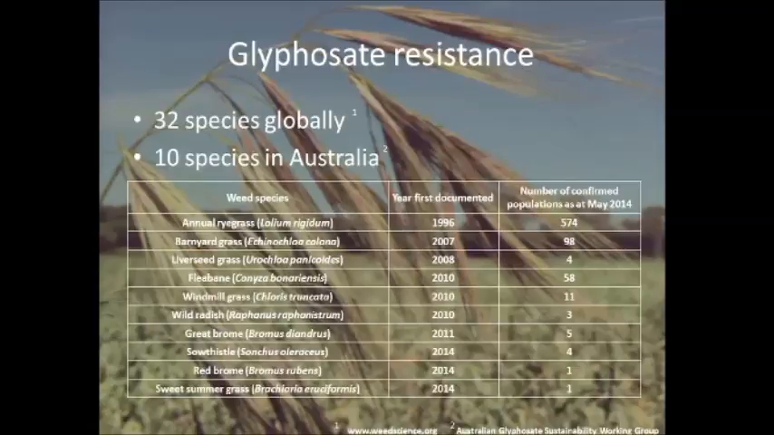Just a bit of background on glyphosate resistance for those people who are not in the field and up to date. There are 32 species that have developed glyphosate resistance globally, and we've got 10 species in Australia. I've got some references down the bottom that you can refer to if you wanted to look at this data again. But the most prolific offender is annual ryegrass, with about 574 populations showing glyphosate resistance, and this is mainly because of the way it breeds. It's an obligate cross-pollinator, so it spreads its pollen and therefore spreads its resistance.